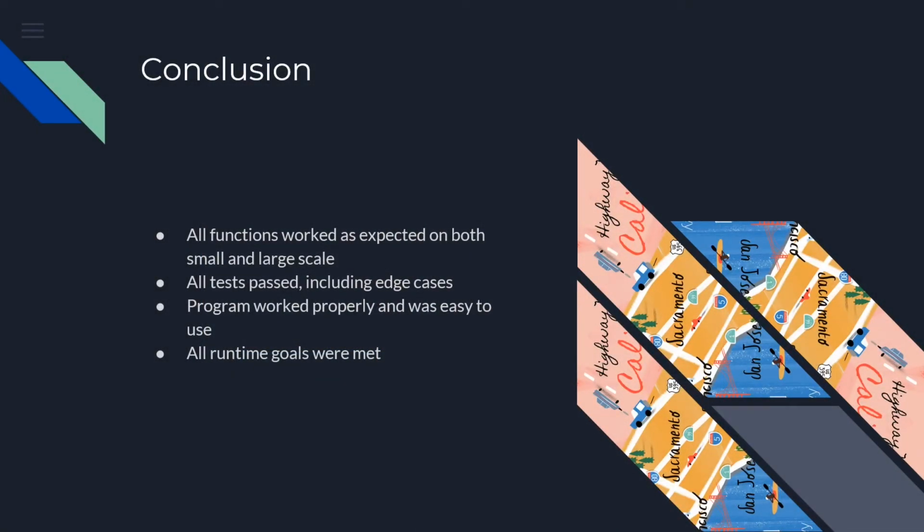For our final project, the functions that we implemented, which include the shortest path algorithm, landmark path algorithm, as well as the BFS traversal, worked as expected on both small and large scales. We verified this by running all of these algorithms on both a medium-sized graph as well as the entire datasets of the California roads. All tests that we wrote passed, including various edge cases for all of our functions.